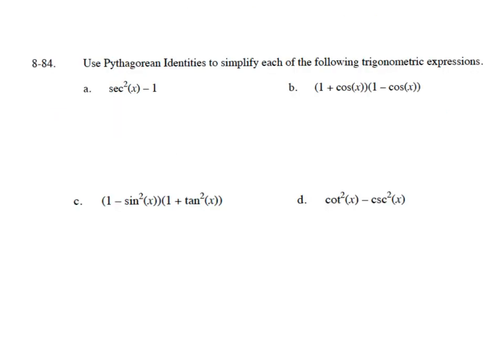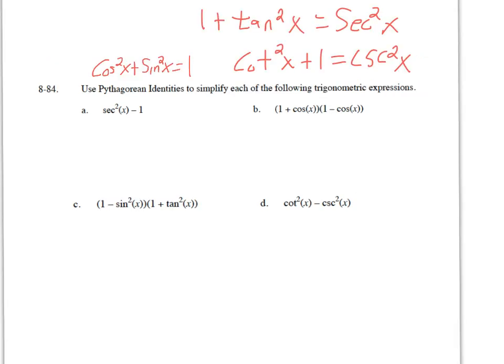Now we're going to try to use these Pythagorean identities to simplify each of the following trig expressions. But what I'd like you to do first, without looking back, is to write the 3 trig identities we just learned at the top. So pause this, see if you can remember those 3, write them up at the top so that we can use them as we work through these problems. Okay, here are the 3 Pythagorean identities that we have.